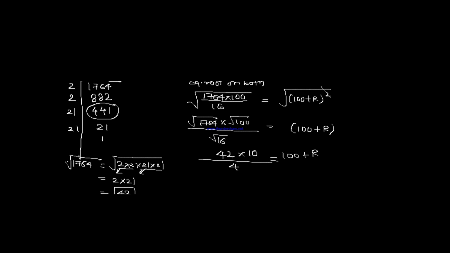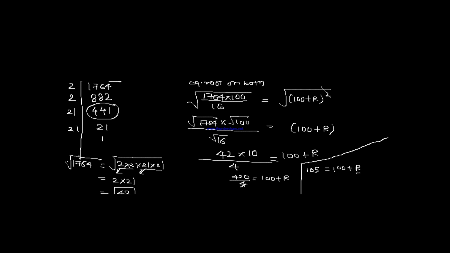Alright, and you can solve this further. This will become 420 upon 4. Then you can divide this stuff by 4. I show it here: 4 1s are 4, and 4 0s are 0, then 4 5s are 20, so 105.